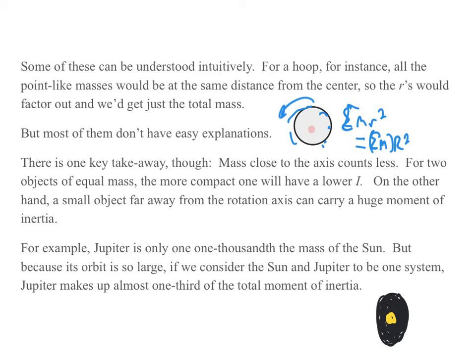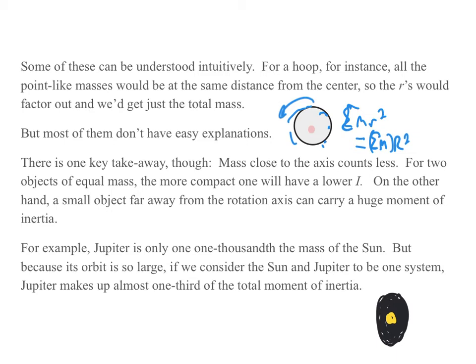One key takeaway, though, is that mass close to the axis counts less. Even if there's a lot of mass, if it's near the center of rotation, it doesn't play much role in inertia. For objects of equal mass, the more compact one will always have a lower I. On the other hand, a small object far away from the rotation axis can carry a lot of moment of inertia. For instance, Jupiter is only 1/1000th the mass of the Sun. But because its orbit is so large, if we consider the Sun and Jupiter being one system, Jupiter is almost 1/3 of the total rotational inertia of the solar system. So even though it's only 1/1000th the mass, the r squared term wildly compensates.